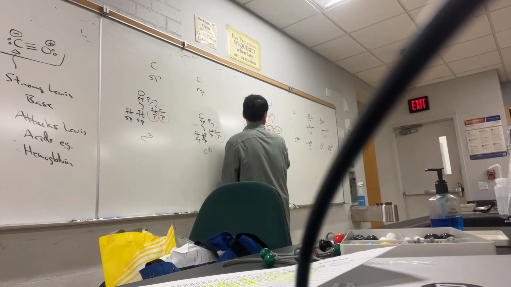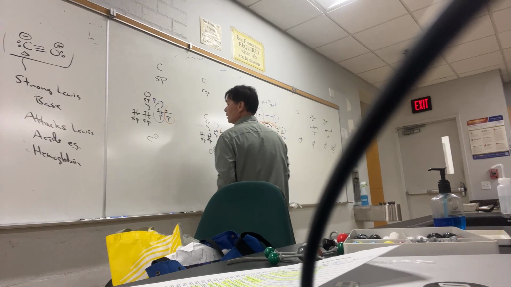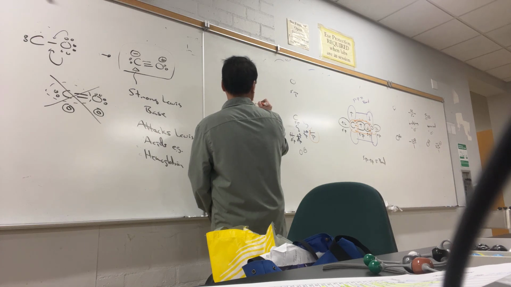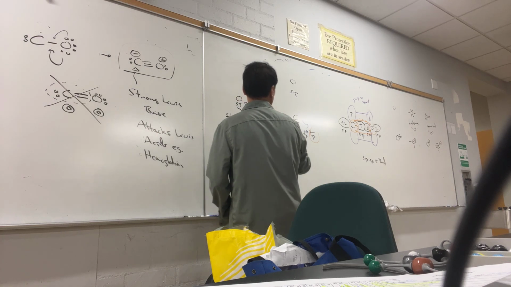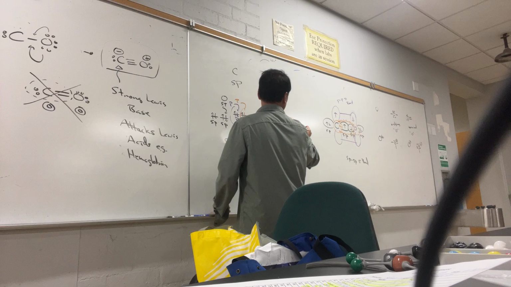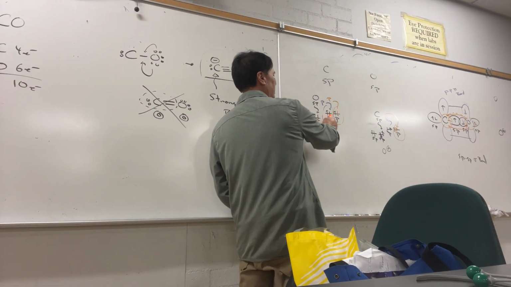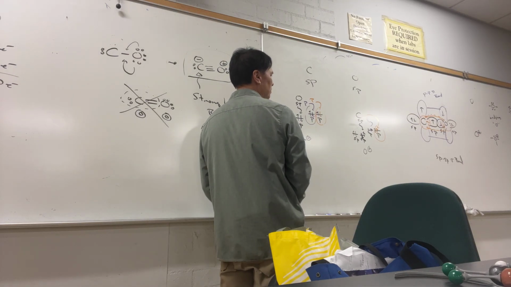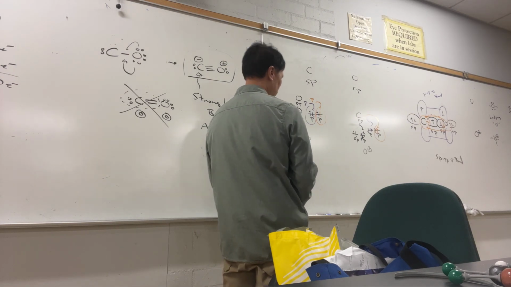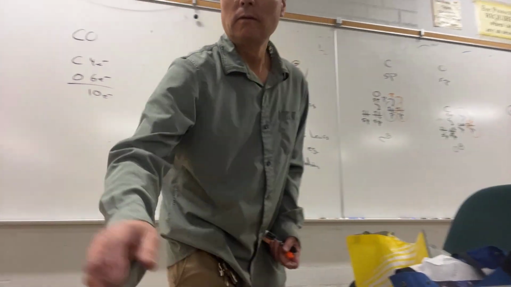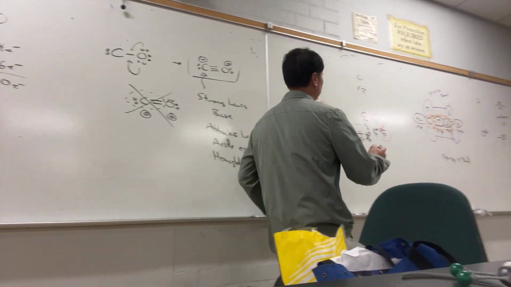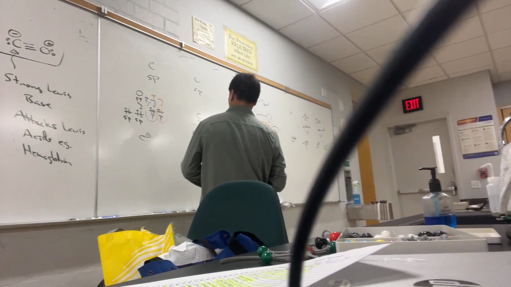We're going to overlap 3 atomic orbitals for each atom. And that results in the triple bond. A triple bond consists of 1 sigma and 2 pi's. All right, I'm going to stop here, and then we'll take a break.